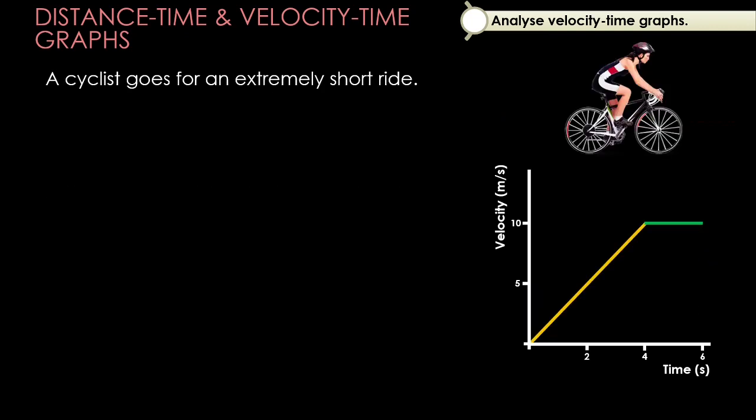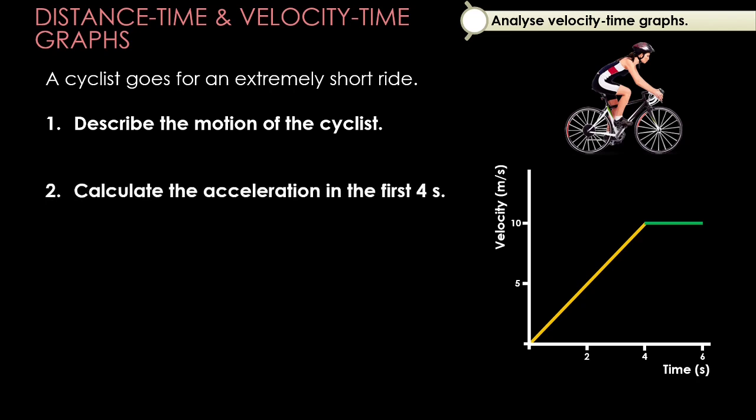Let's have a look at this one. A cyclist goes for what is, to be fair, an extremely short ride. 3 questions. Question number 1, can you describe the motion of the cyclist? So say what the cyclist is doing. Can you calculate the acceleration in the first 4 seconds? And the third question, can you calculate the total distance that the cyclist travels? Again, pause, have a bit of a go, and then when you're ready, unpause and we'll go through the answers.